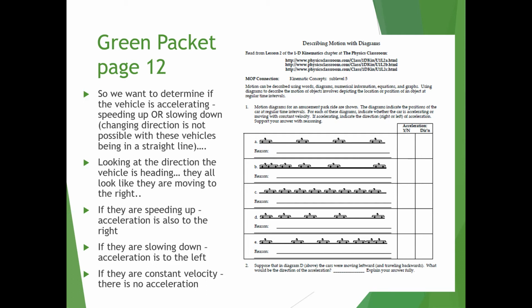Then number 2: suppose that in diagram D above, the cars were moving to the left and traveling backwards. What would be the direction of the acceleration? Explain your answer fully. If we take part D and say that cars were traveling to the left, they're fairly far spaced out here, and then a little closer, a little closer, a little closer. So if it was traveling this direction, it would look like it was slowing down. That would mean the direction of travel is to the left, but the acceleration vector would be to the right.